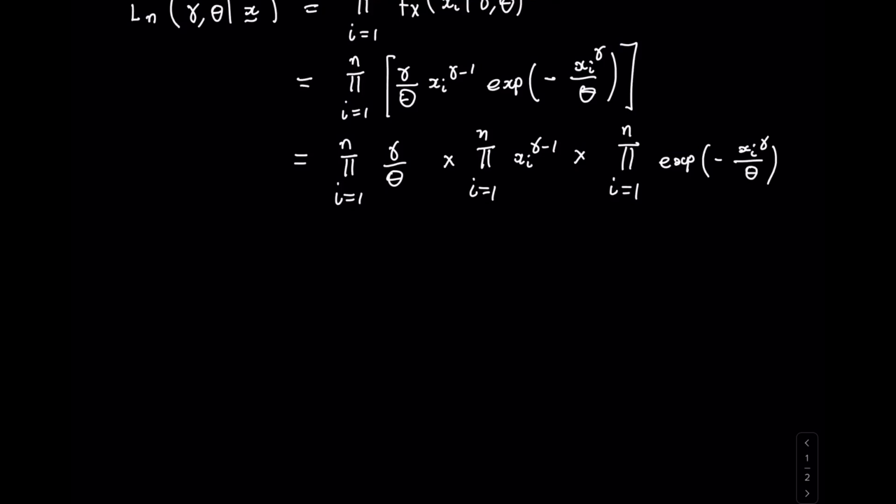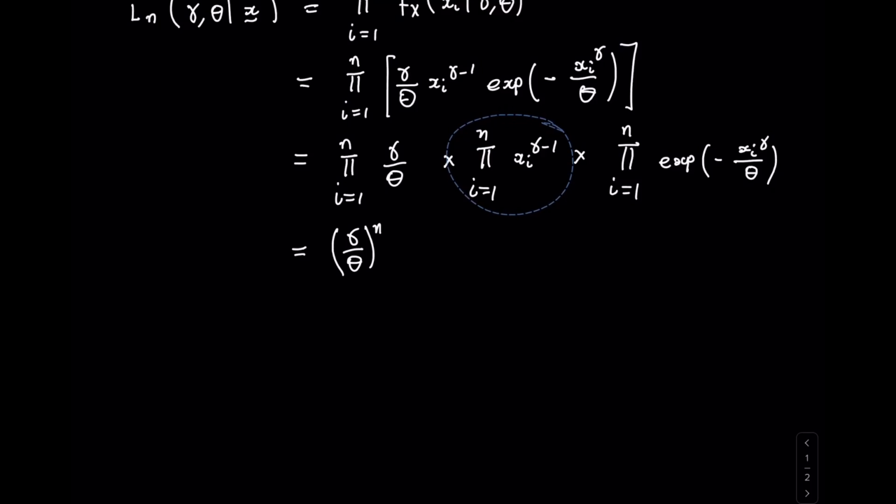So for this first term here, although this particular expression doesn't depend on the index i, we still have the fact that we're multiplying from i equals 1 to n. In other words, we're actually just multiplying what's inside this product n times. So that leaves us with gamma on theta all to the power of n for the first term.